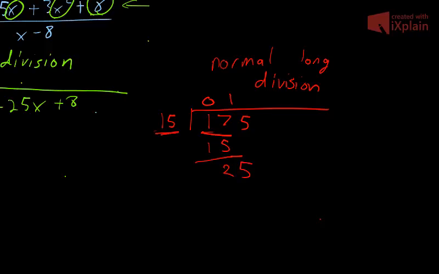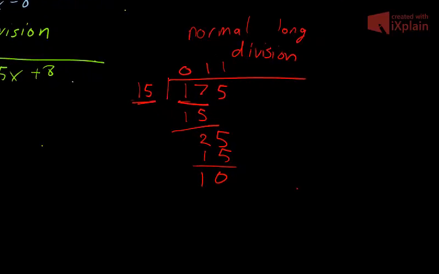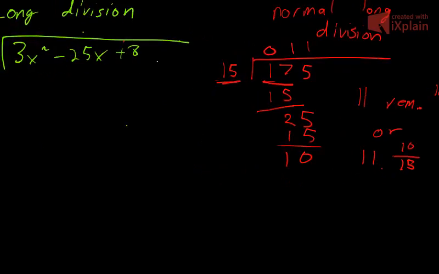Bring down my 5, and I have 25. So 15 goes into 25 once. Subtract that, and I end up with 10. So my answer would be 11 with a remainder of 10, or 11 and 10 over 15. So I have my remainder of 10. That's still divided by 15, so I just wrote that as a fraction. And after that, I am good to go.